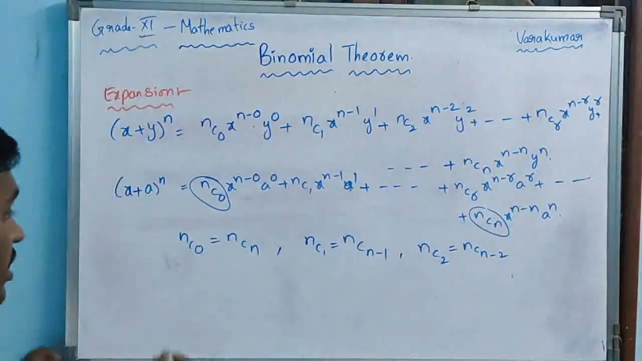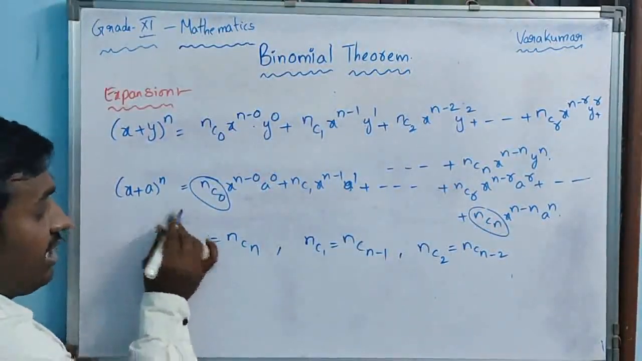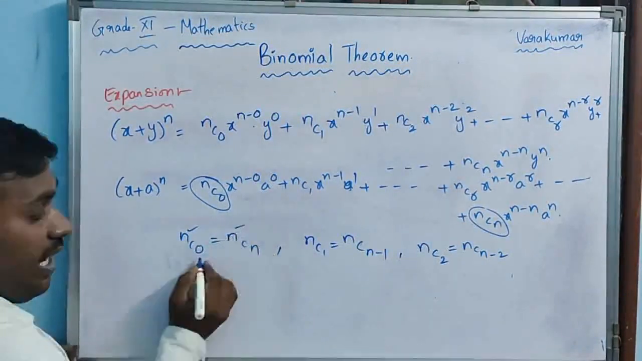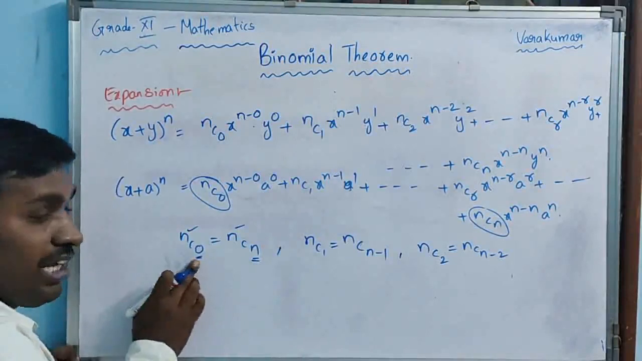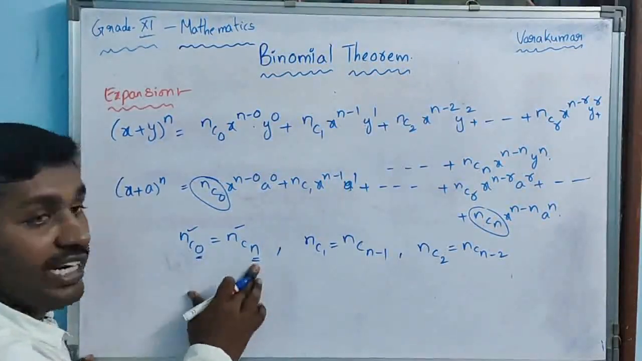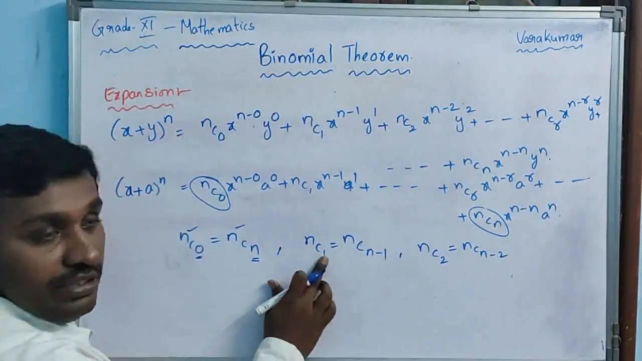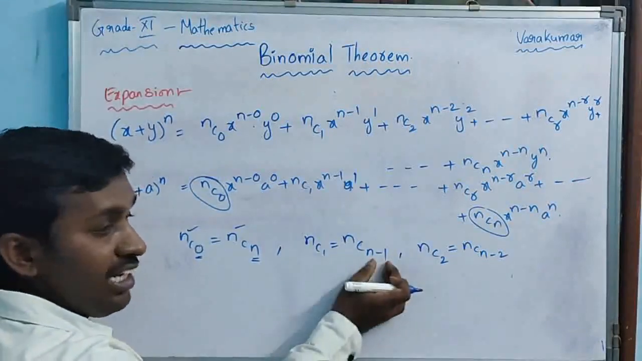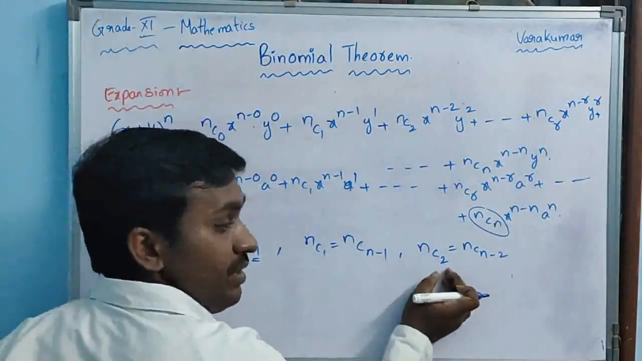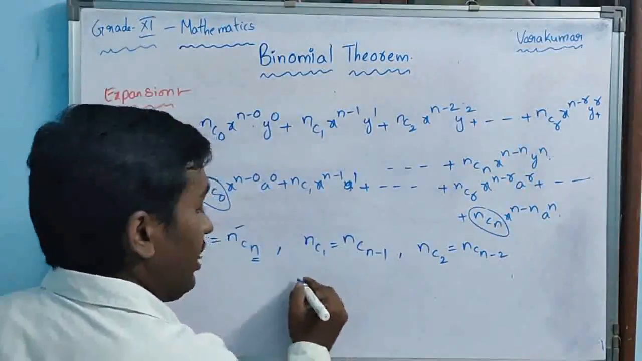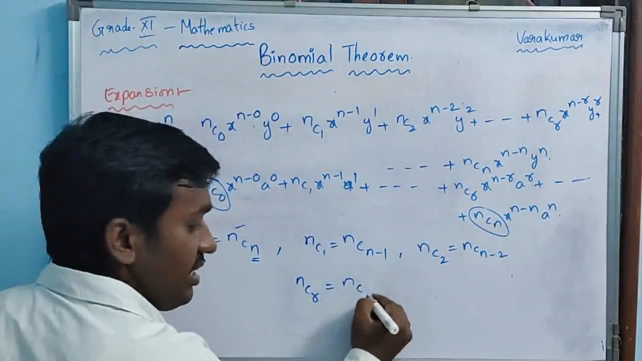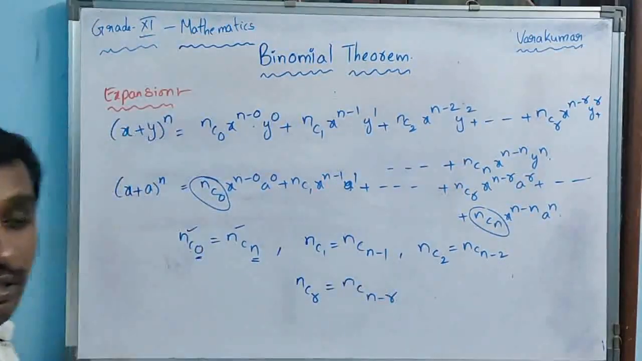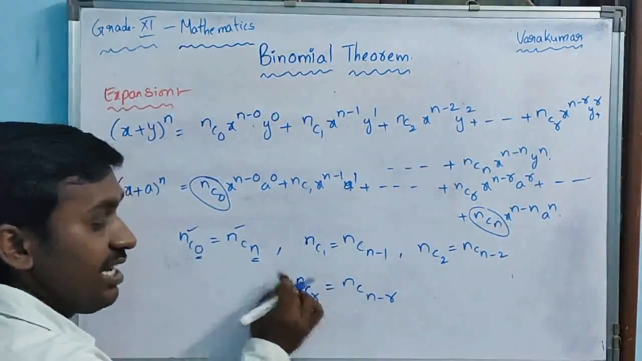See, one thing: the index here shows n, right? Here n, and the sum here should also show n only. For example, I have written 0. To balance that, I have to write n. Here 1 I have written, so for balancing I am writing n minus 1. Suppose 2, then balancing n minus 2. Similarly, if I write nCr, then the balancing is nC(n minus r), because n minus r plus r is n.